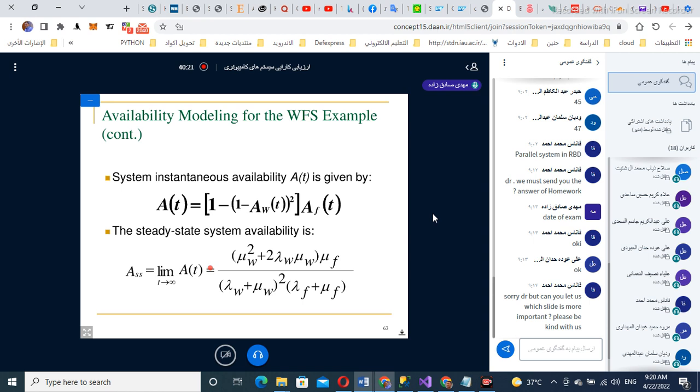Availability A(t) equals 1 minus (1 minus AW(t)) to the power 2, multiplied by AF(t). The steady-state system availability is the limit of A(t) when t goes to infinity. That is mu W squared plus 2 lambda W mu W, multiplied by mu F, divided by (lambda W plus mu W) squared, multiplied by (lambda F plus mu F).